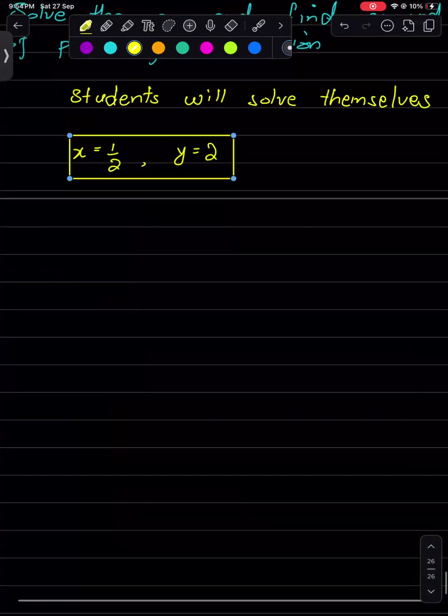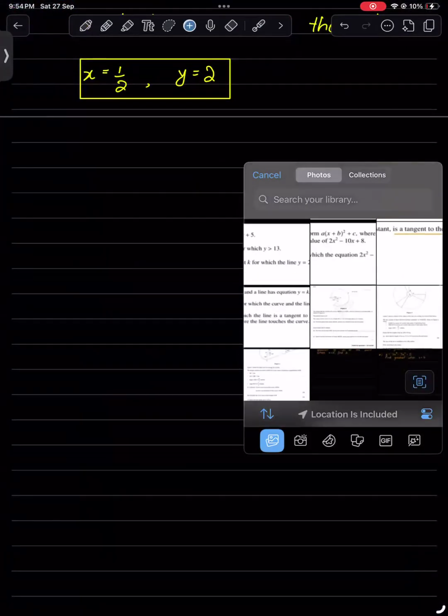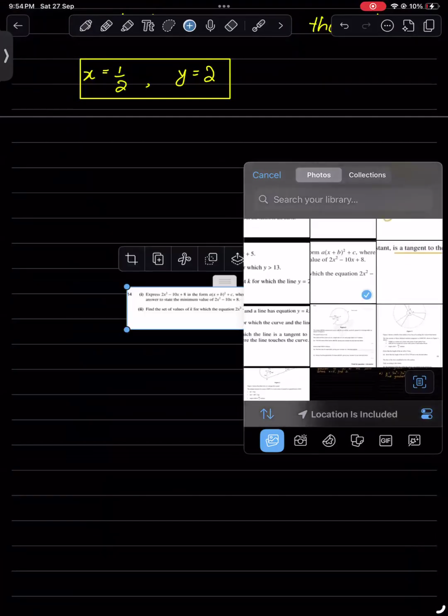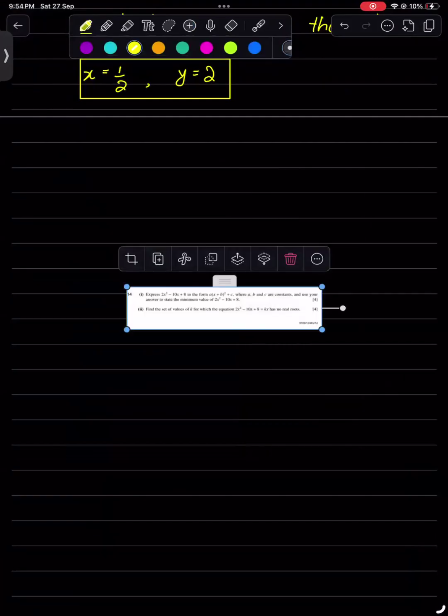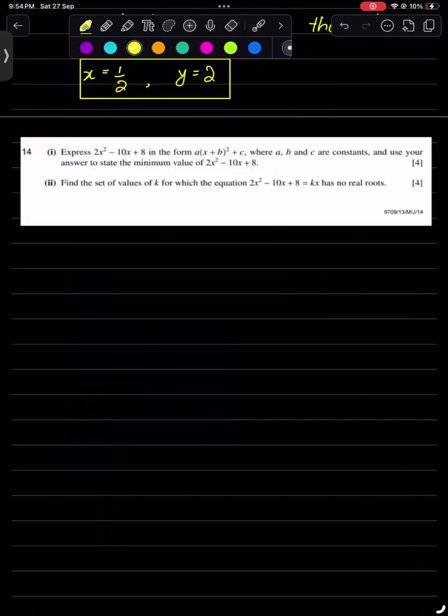Putting the next question. Question 14. Question 14 says, let's read it together: express this in the form of this, where A, B, C are constants, and use your answer to state the minimum value of this.